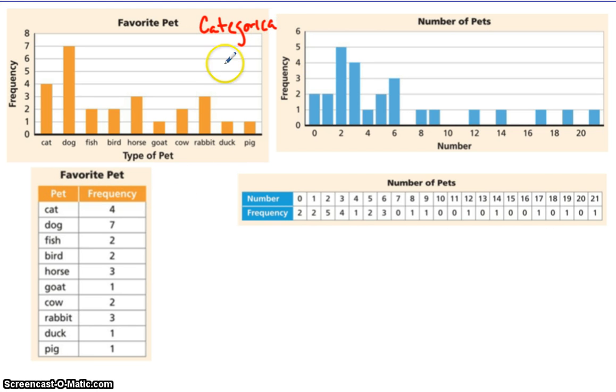Okay, categorical, put the L there. Number of pets is going to be numerical, because we're responding with a number.